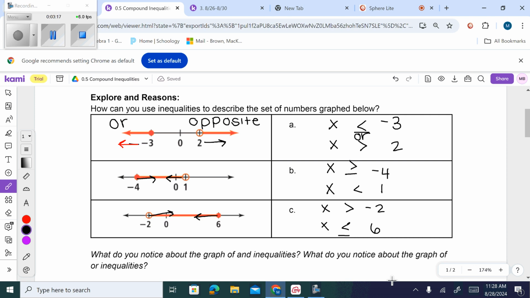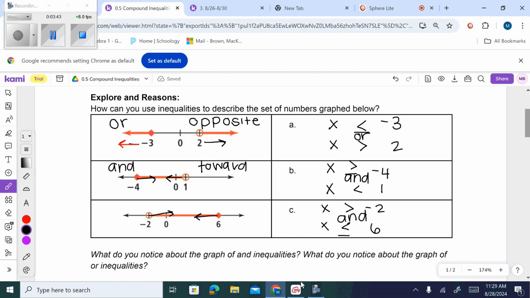What's the opposite of or? And, okay? So if they're going towards each other, that is called an and inequality. So when I write my inequalities, I need to have this and what word? And. So X is greater than -4 and X is less than 1. So should C be an or or should C be an and? And, because they're going towards each other.